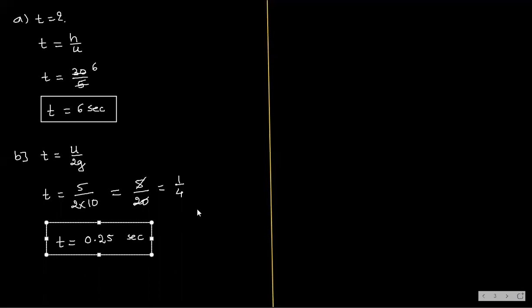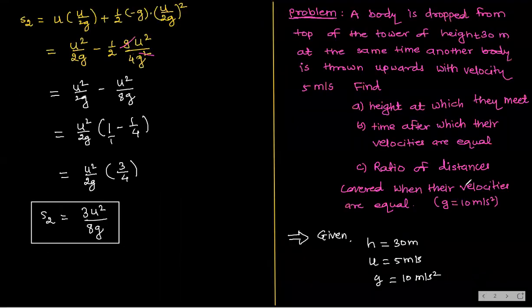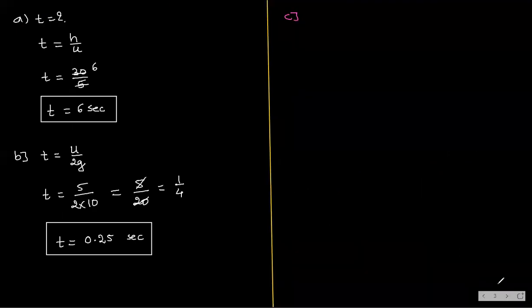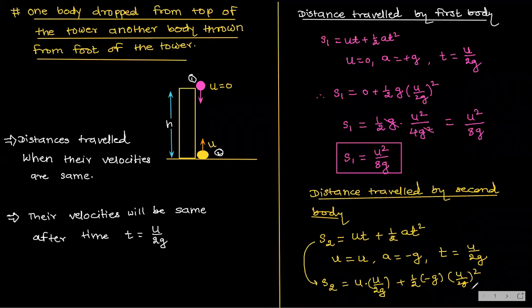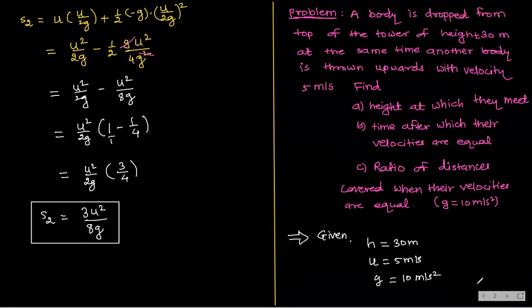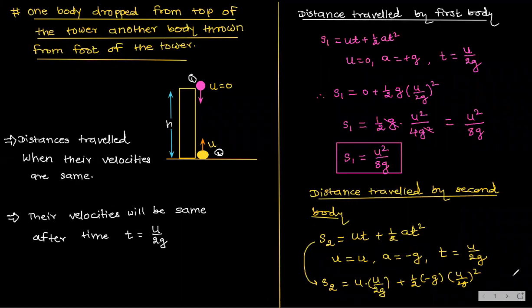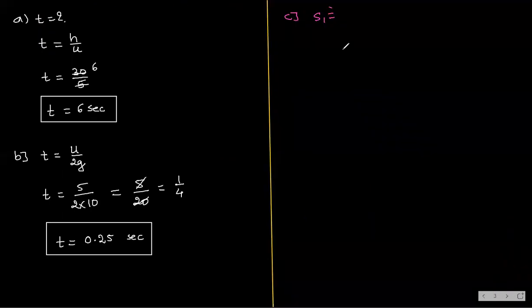And next one you see, C, ratio of distances covered when their velocities are equal. So just now we have seen S1, what formula we got? We just created the formula here, but he is asking the ratio, means S1 is to S2. S1, what we got? S1 we got u square by 8g. Okay. So S1 is equal to u square by 8g and S2 is equal to what?